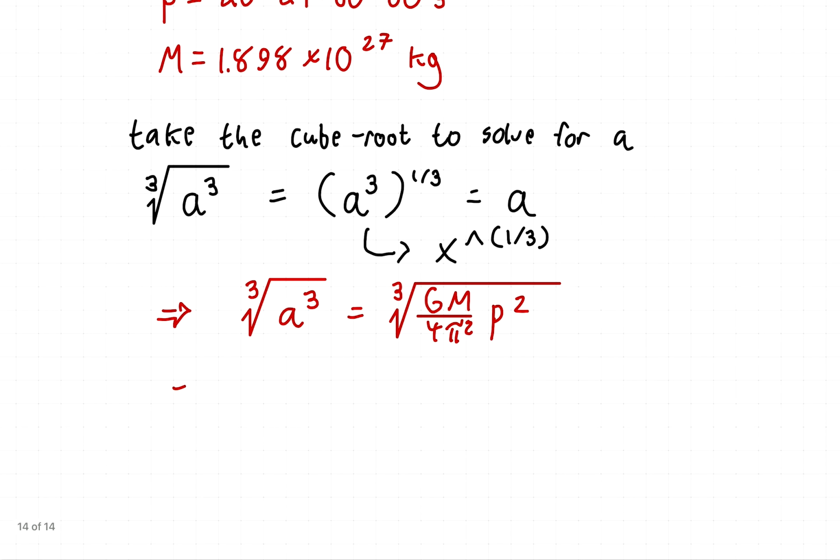That means that now, on the left-hand side, you have what you are seeking, and it is just a matter then to plug it in. Let me rewrite this cube root with the fractional exponent, because this is how you would see it in a calculator. So GM over 4 pi squared times P squared, all raised to the 1/3 power. And there you go.